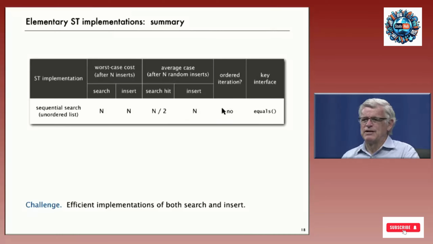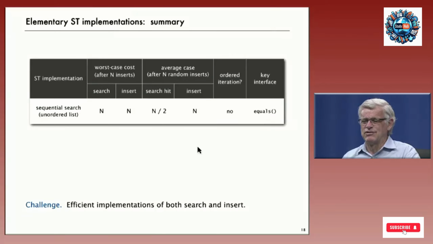Another issue is that for many clients, if the keys are ordered, it's nice to be able to iterate through the symbol table in order, and this one by definition doesn't provide that. This one just uses equals, so the keys don't have to be comparable for this. It just uses equals.